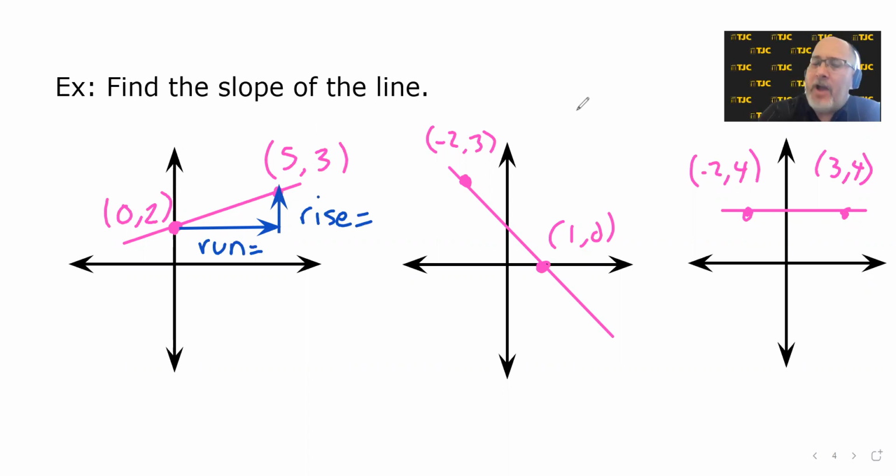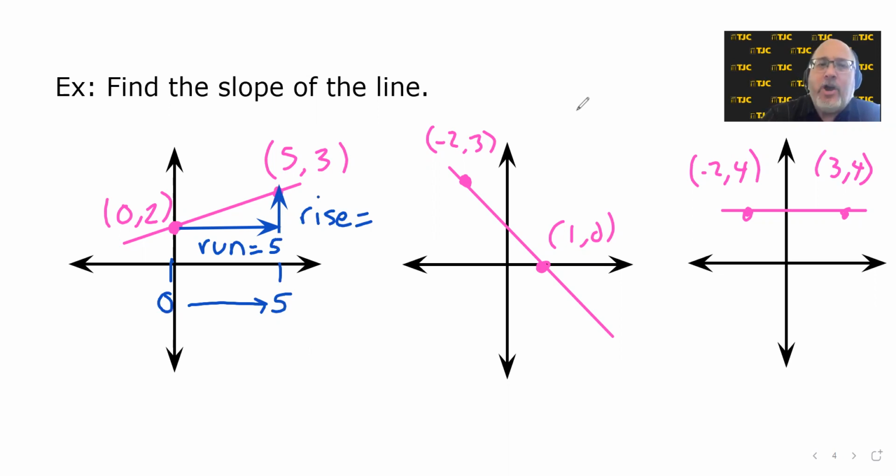Now, sometimes it might be obvious. For example, in this picture, the first point is at (0,2), and the second point is at (5,3). So how far did we travel in the x direction? If it's not obvious, look at the x coordinates. The first x coordinate was 0. The second x coordinate was 5. So to go from 0 to 5 is a space of 5 units. So we went 5 to the right.